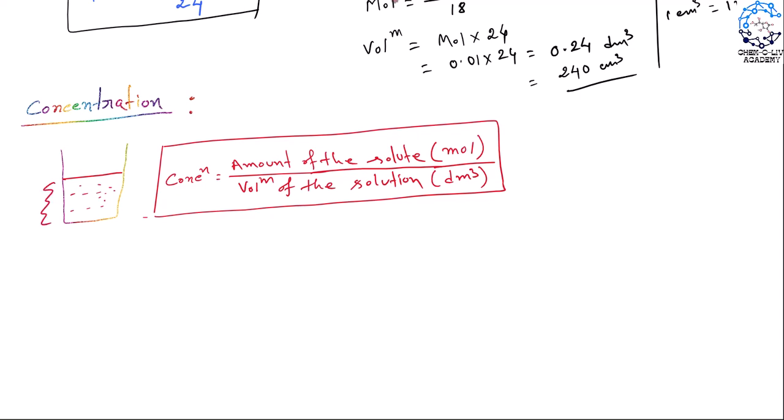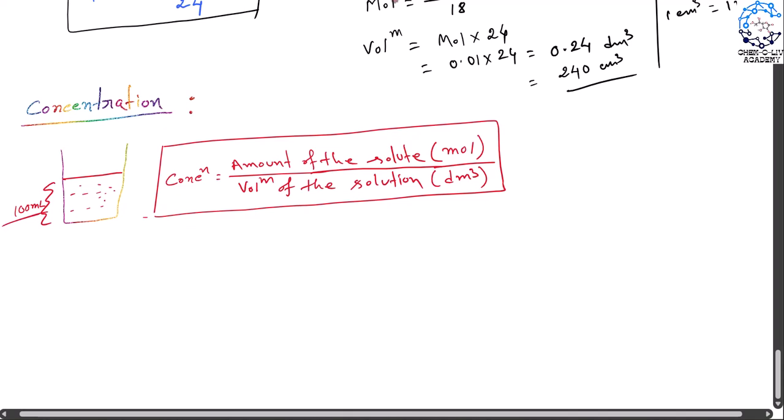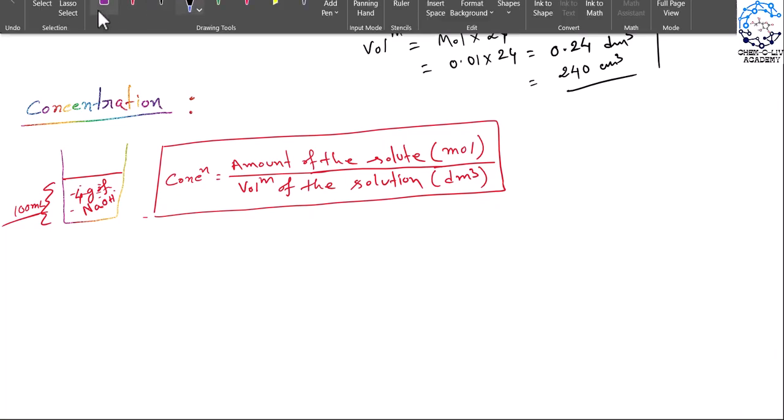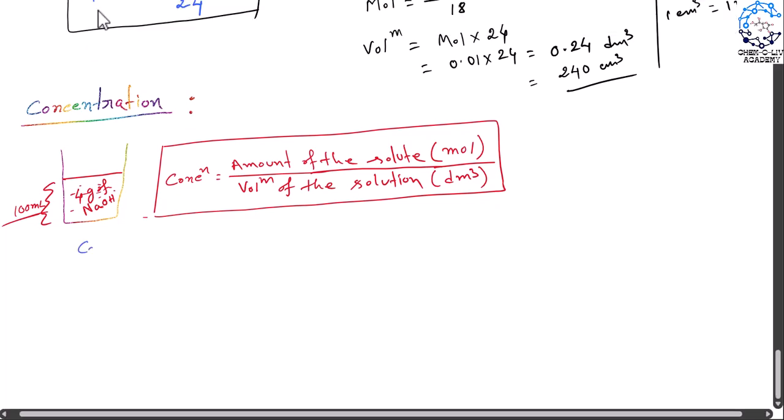Let's say we have 100 ml of solution, and I say 4 gram of NaOH is dissolved over here. 4 gram of NaOH. So what will be the concentration here in mole per liter? Calculate the concentration in mole per liter.